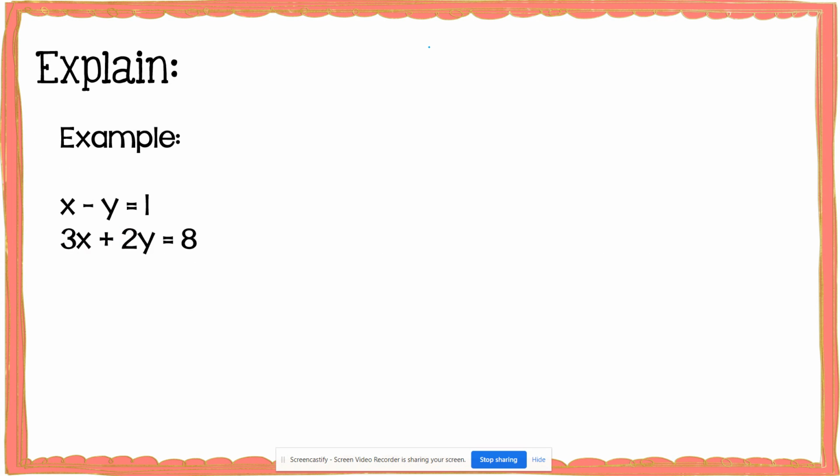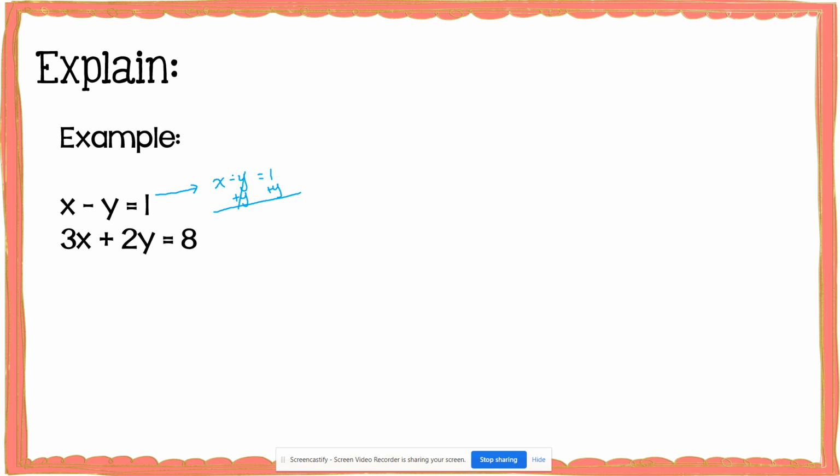Here's an example. x minus y equals 1 and 3x plus 2y equals 8. In this first equation, I can see that my x has a coefficient of 1. y has a coefficient of negative 1, so I'm just going to try to get x by itself. So if I use x minus y equals 1, I know that to get rid of that minus y, I would use the inverse, which would be adding y on both sides.